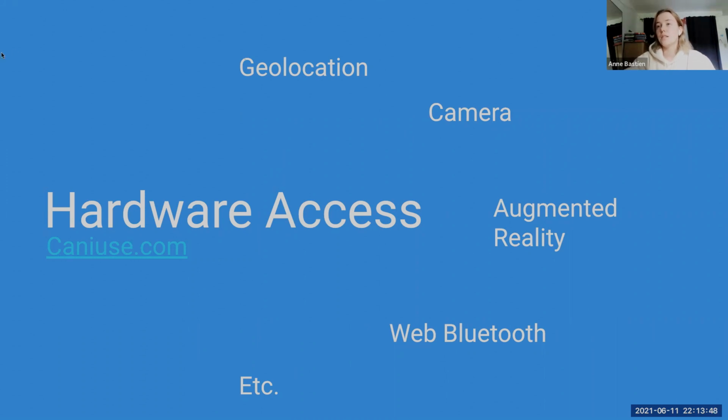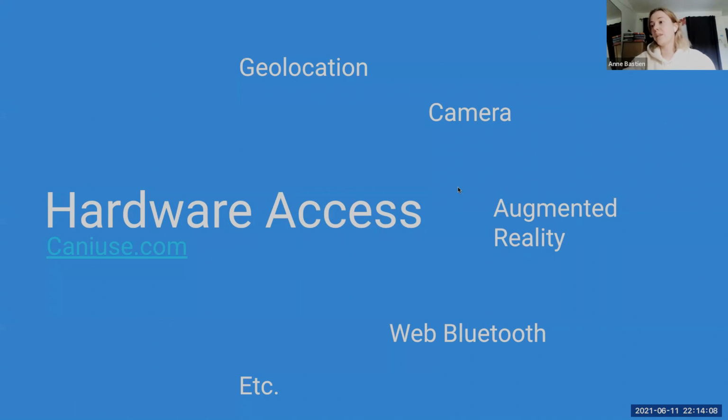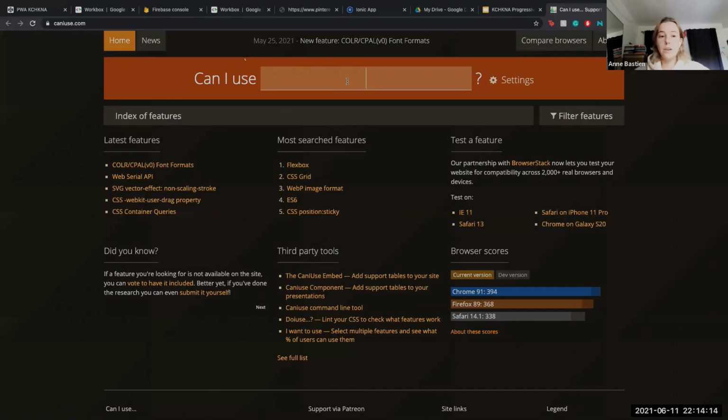For instance, some things you can access are geolocation and the camera. I'm mentioning this because mobile devices have a lot of sensors, right? Such as accelerometers, gyroscopes, etc. And some people wonder if with a PWA you can access these. Geolocation is one, camera is definitely one, augmented reality for some, web Bluetooth. What I suggest you do is go on caniuse.com, where you can check whether a browser supports the hardware that you want to access.